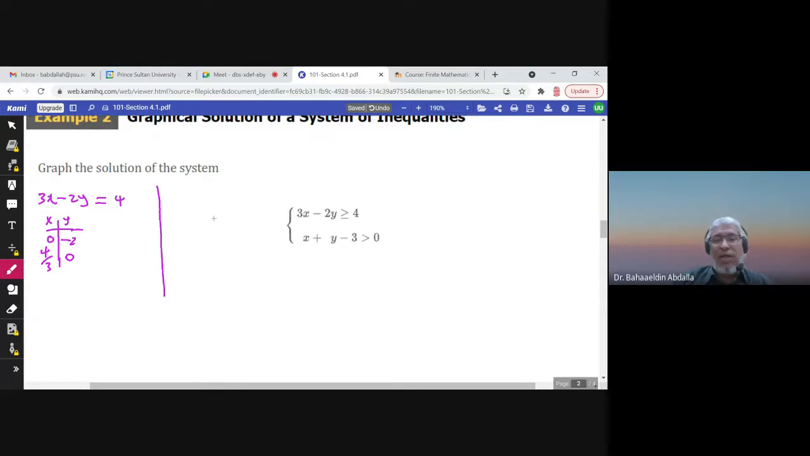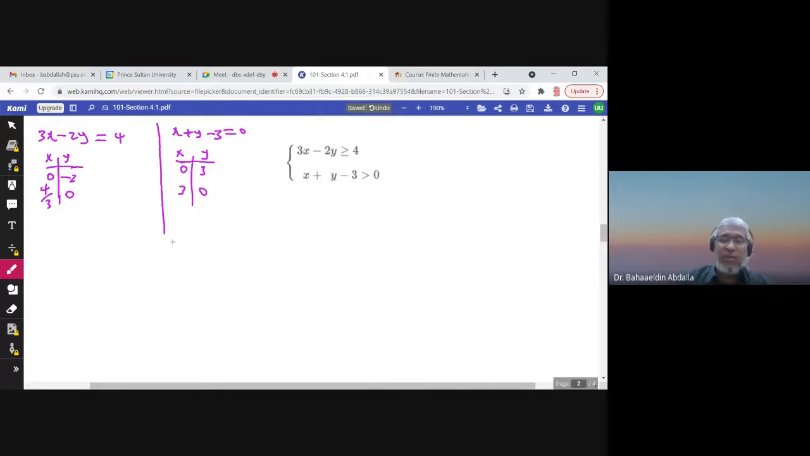And what about the other inequality? I need to sketch the graph of this line, x + y - 3 = 0. Well, if I put x = 0, y would be equal to 3. If I put y = 0, x would be equal to 3. Okay, so let us now sketch the graph of the first line: (0, -2) and (4/3, 0), it is here, 1.3.